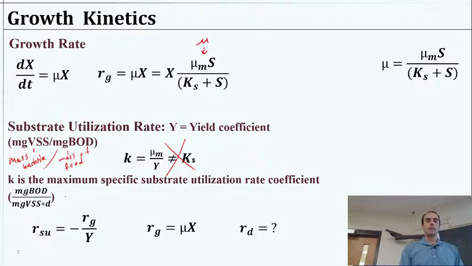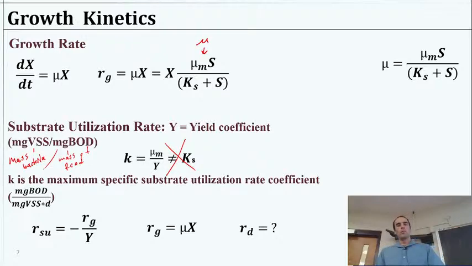So, and that's going to be a negative correlation, right? So the rate at which we're growing, the substrate utilization, that's a negative, right? We're consuming the substrate. Growth is positive, so that's why we have the negative there, and then it's dividing by that yield.